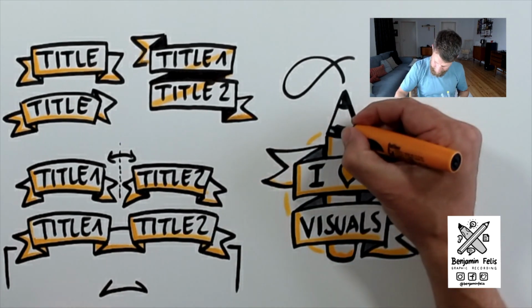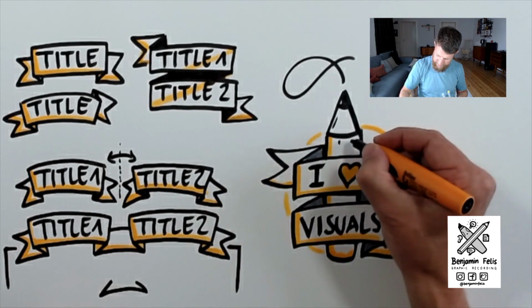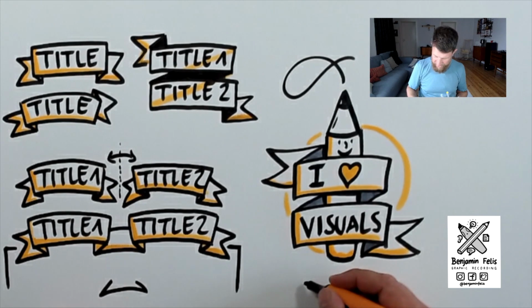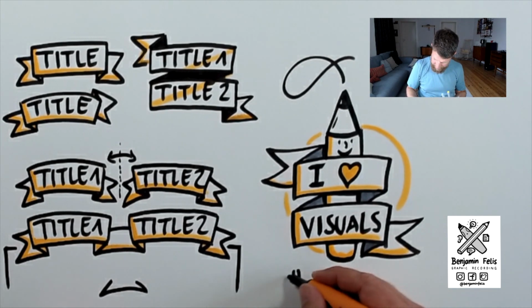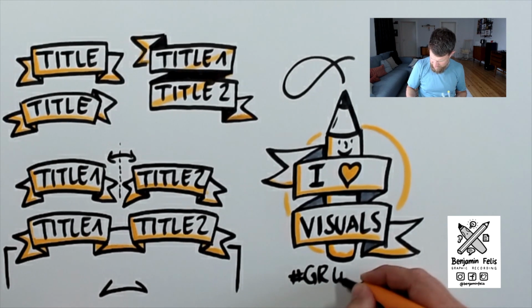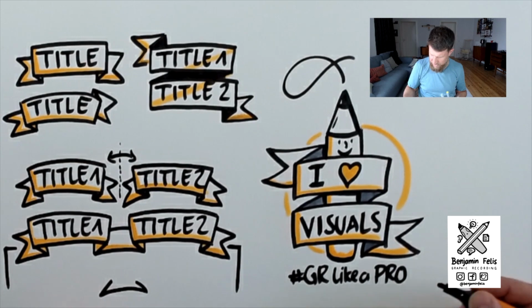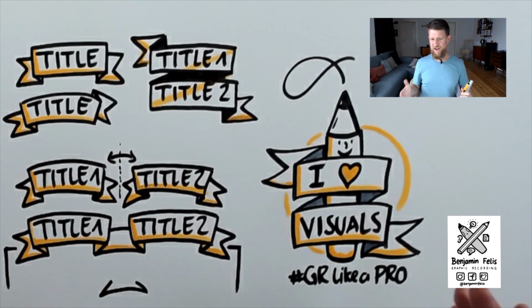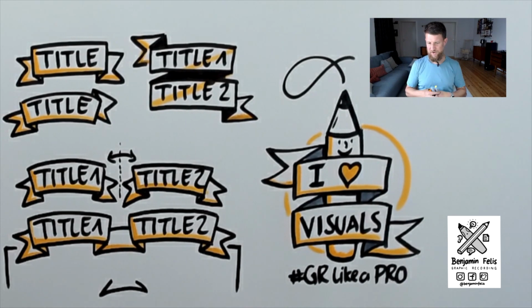So, the pen here again. Also give the pen a little face. Like this. Put down your name or hashtag, put some hashtag down here from a big online class. Graphic recording, like a pro. Yeah, and so you see, it's not complicated, but it kind of looks really cool.